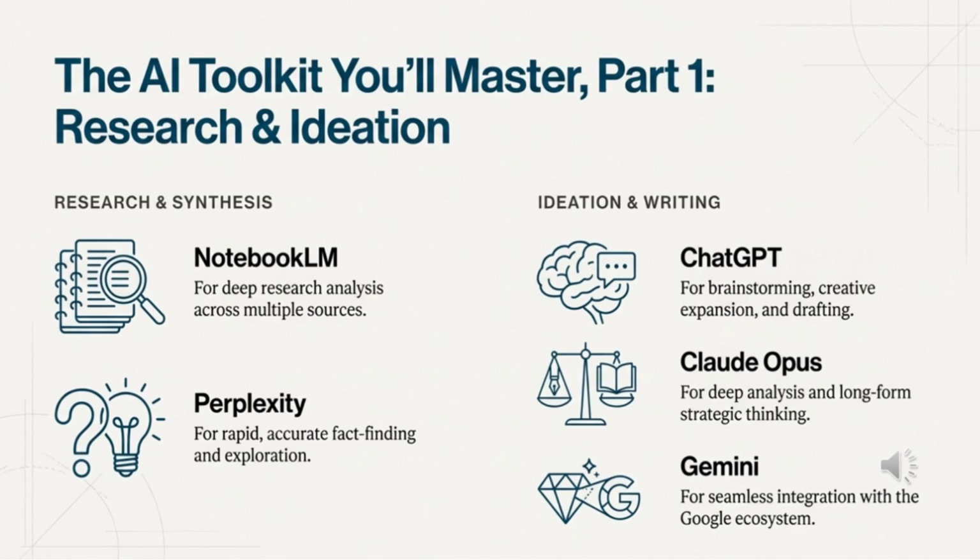For ideation and writing, you'll develop fluency with 3 large language models. ChatGPT 5.2 or Gemini 3.0 will become your brainstorming partners. And Claude Code is what I use for deep analysis and long-form strategic thinking. It's exceptional at nuanced reasoning and writing. And Gemini provides multimodal capabilities, which integrate seamlessly with the Google ecosystem.